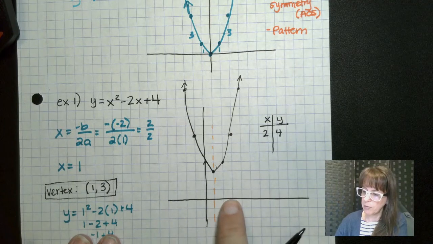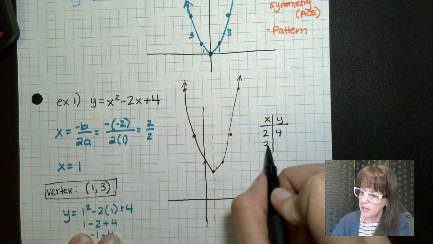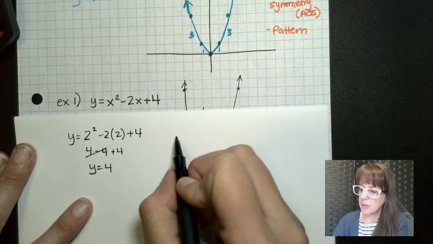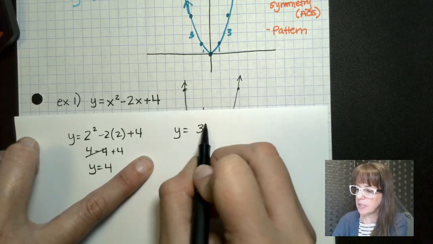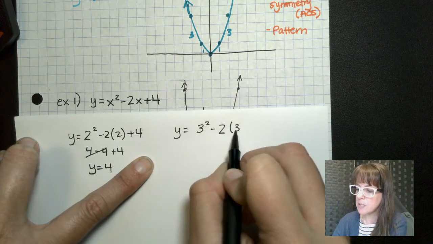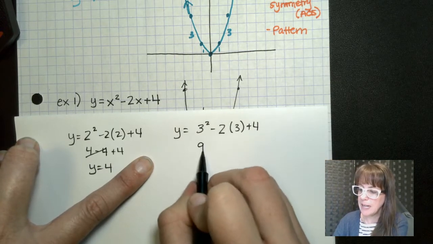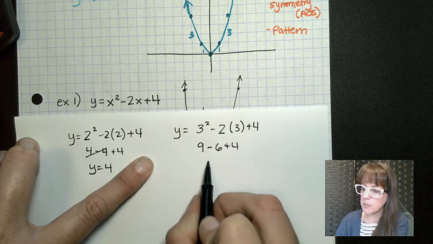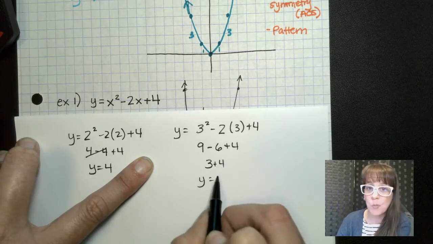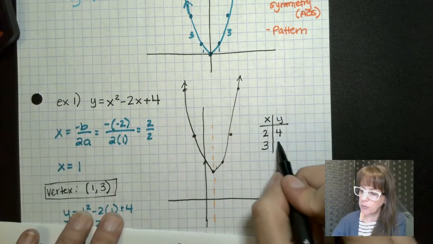Now, I'm going to go over. We've done 1, we have 2, let's do 3. So if we plug in 3, we say, okay, y equals 3 squared minus 2 times 3 plus 4. 9 minus 6 plus 4. Okay, so we get 3 plus 4, so y equals 7 here. So we go over 3, up 7.